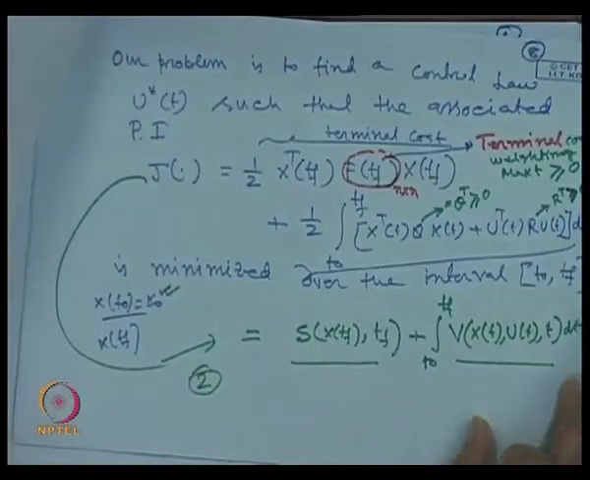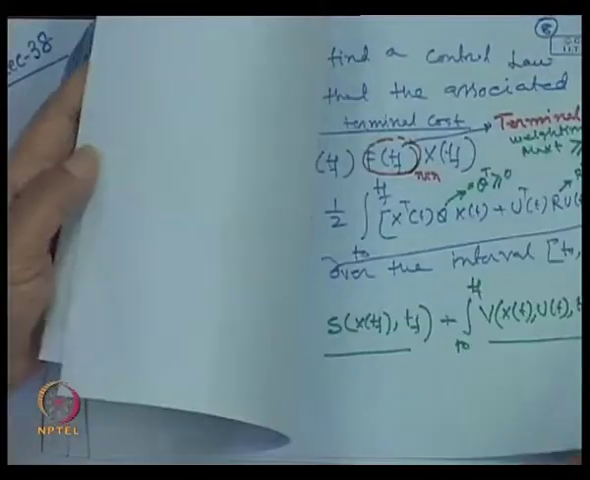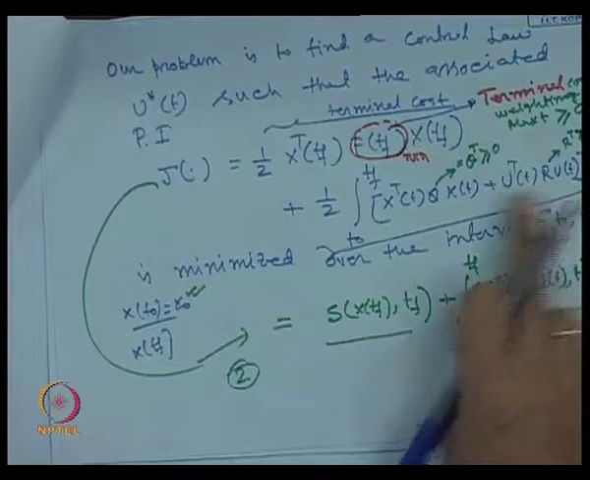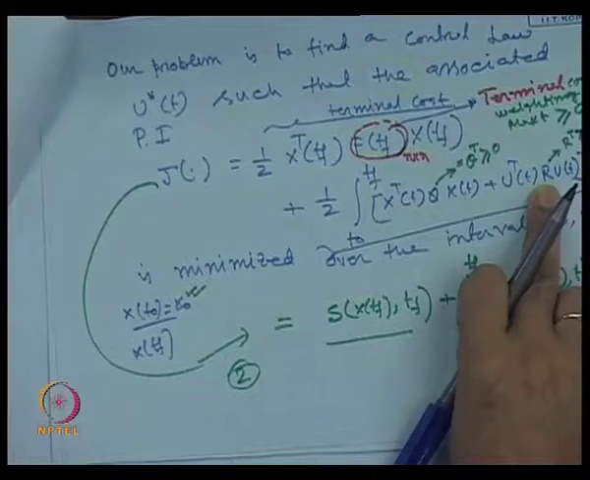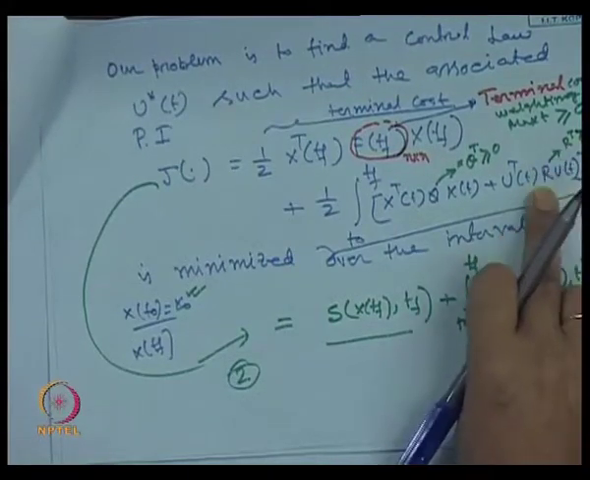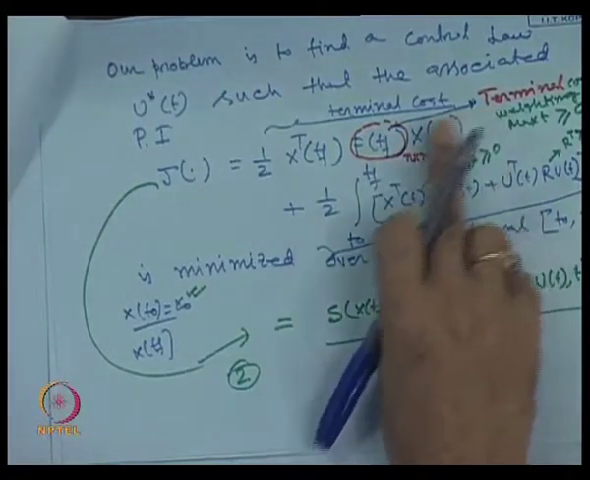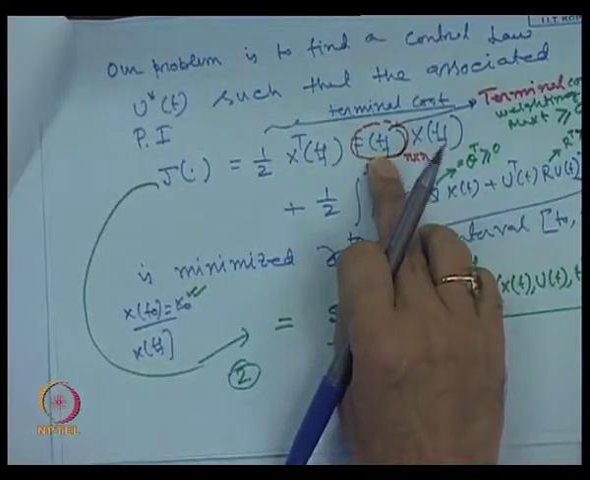This is our problem, and we have seen the performance index we have considered. Looking at the interpretation of these weighting matrices, Q is the state weighting matrix because it is associated with the state, and R is the input weighting matrix, associated with the input. We also have a terminal cost, which means at finite time t equal to t f, the initial state will go near the origin, not exactly the origin, but near to it.